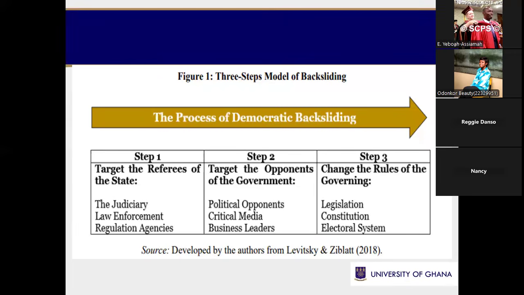Now, after the second step, the last step is to change the rules of the game. Changing the rules of the game. They can use legislation to change the electoral processes. They can do some constitutional amendments, and then the electoral system itself to favor the incumbent, like introducing a third term in the constitution.